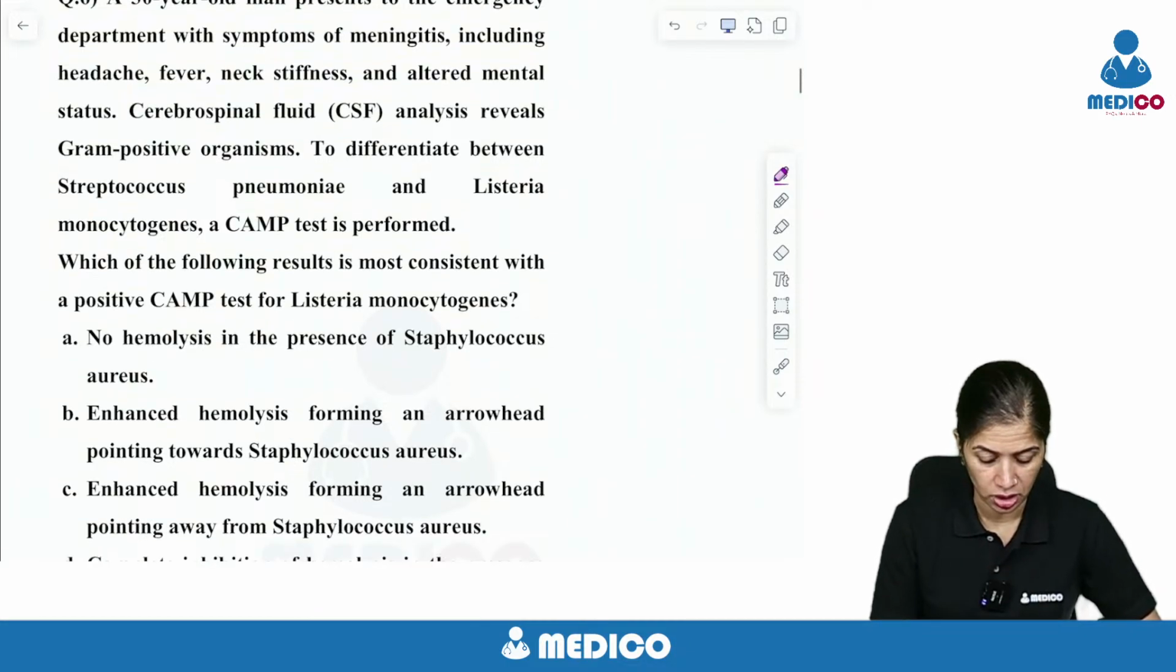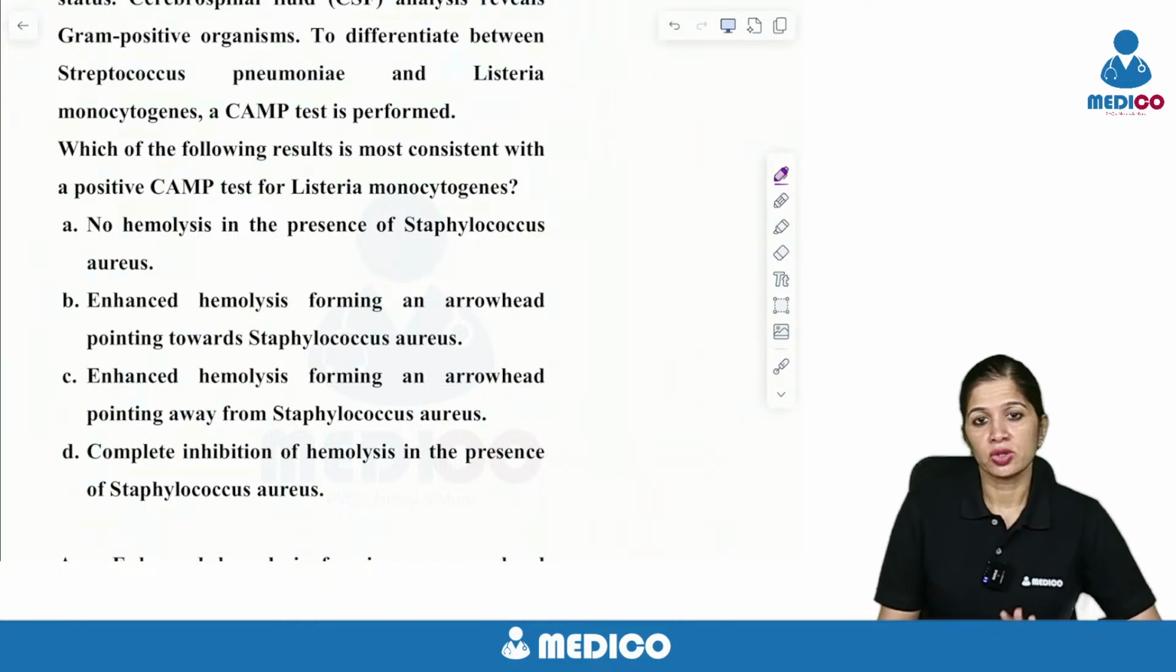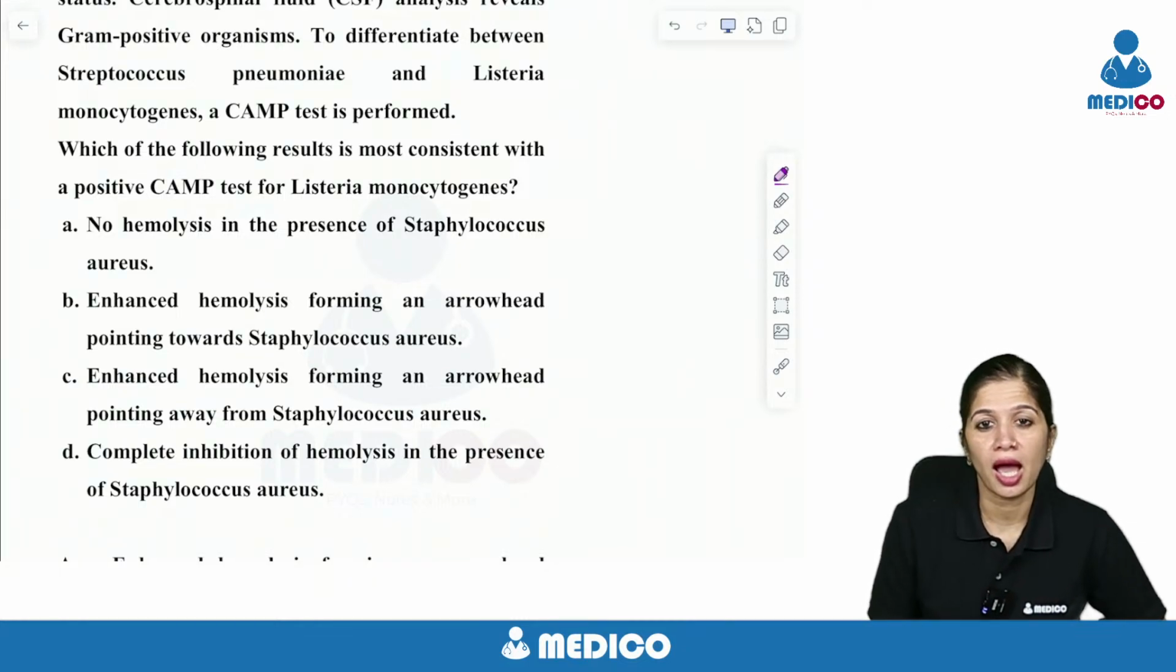That is the question. No hemolysis in the presence of Staph aureus. Enhanced hemolysis forming an arrowhead pointing towards Staph aureus. Enhanced hemolysis forming an arrowhead pointing away from Staph aureus. Complete inhibition of hemolysis in the presence of Staph aureus. So what is the interpretation of the CAMP test for Listeria?